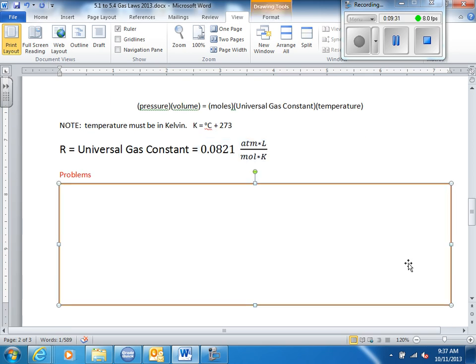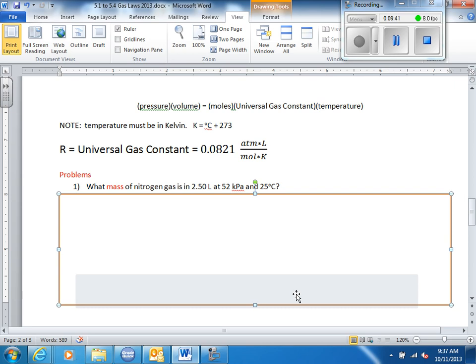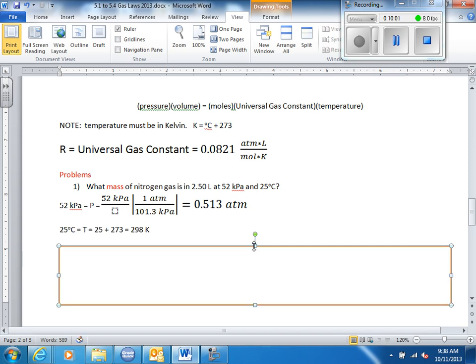All right, some problems. I didn't mean to erase the top. There we go. Okay, you have that one printed out already. What mass of nitrogen gas is in 2.5 liters? Okay, let's identify all of our variables first. So we've got our kilopascals, that's our pressure, and because R has the units of atmospheres, we're going to put our pressure into atmospheres. Now, what other units are we given? Let's see. We've got a temperature right here. So now we've dealt with pressure and temperature. We convert our temperature to Kelvin. We have to always do that.